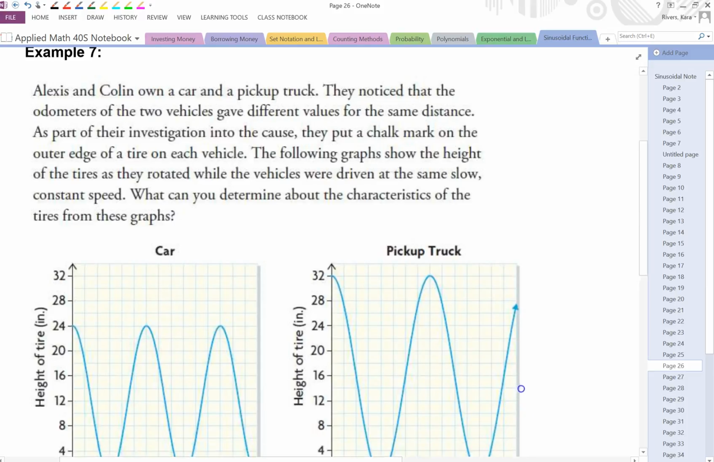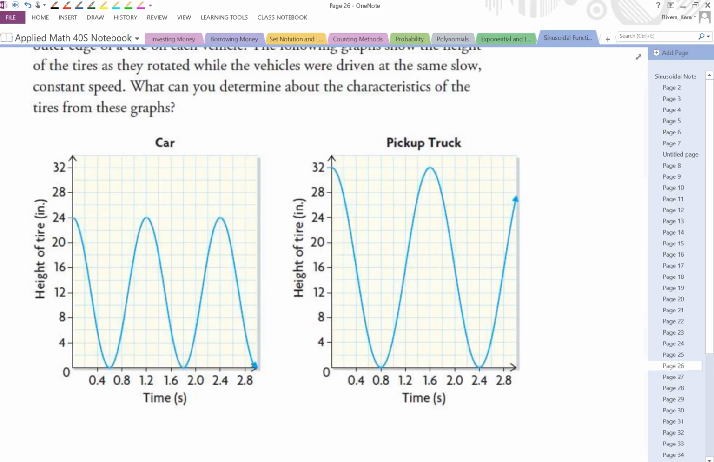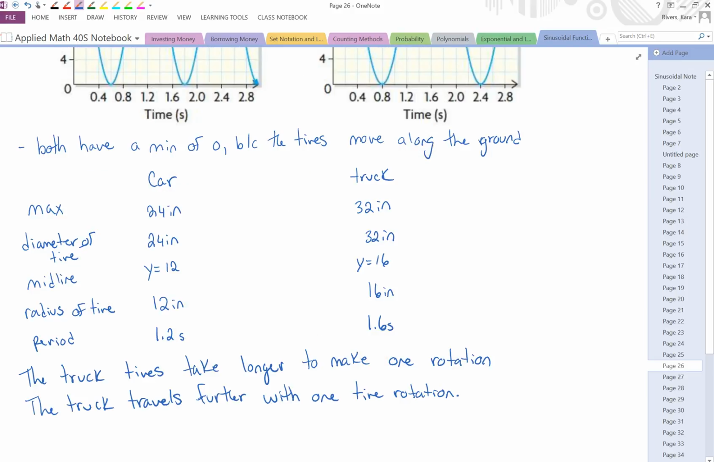from these graphs? So you can see from the two graphs, they're both graphing time and height of the tire in inches. So go ahead and figure out the information for both of these vehicles and see what you can determine. Come back and check with my answers once you're done. So I made a bit of a chart comparing my data here. So here's the information for the car and the truck.